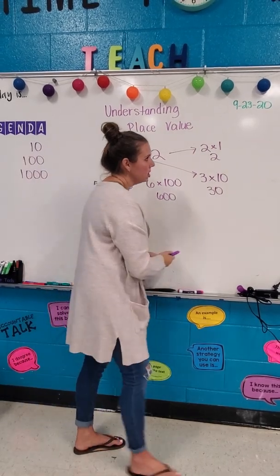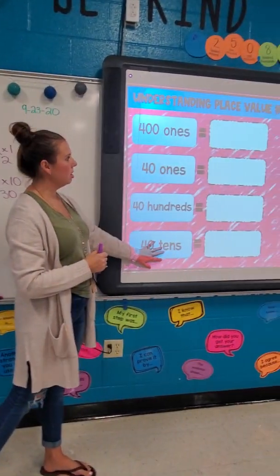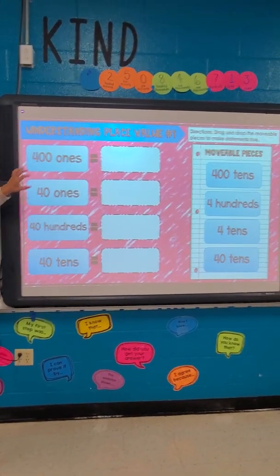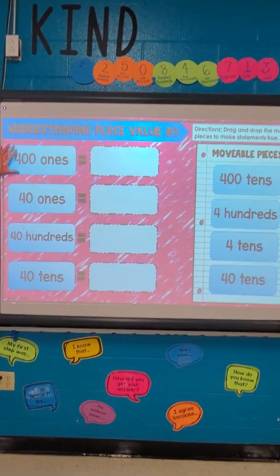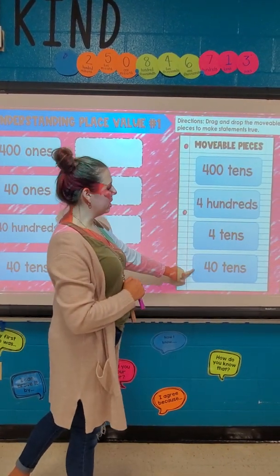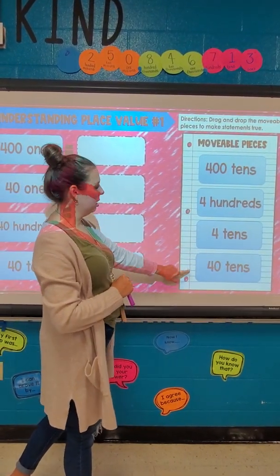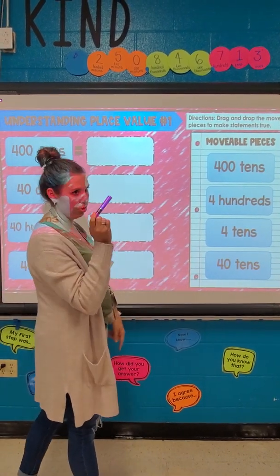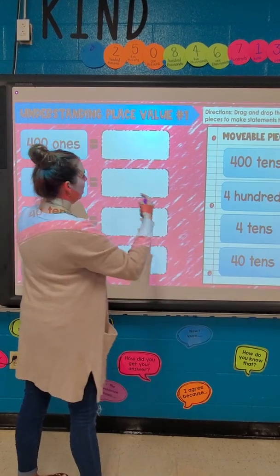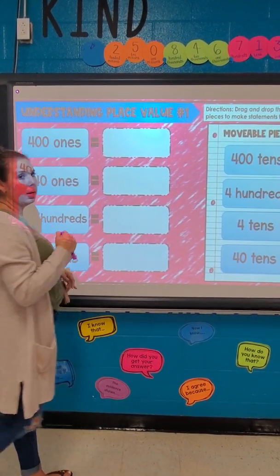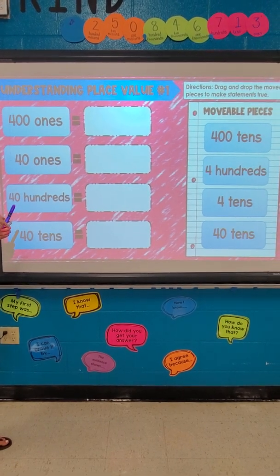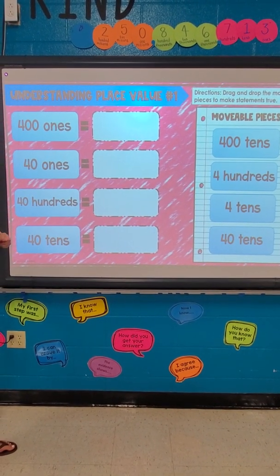So when you get to today's assignment, today's slideshow, it's called Understanding Place Value, and it's going to give you an amount over here, and then it's going to provide some movable pieces. I learned yesterday they don't move very well with my pen, so I'm just going to write them in. But you're going to match which ones equal the same amount. I recommend that you get out a piece of paper and actually write these down as you work, and it'll make it a lot easier.